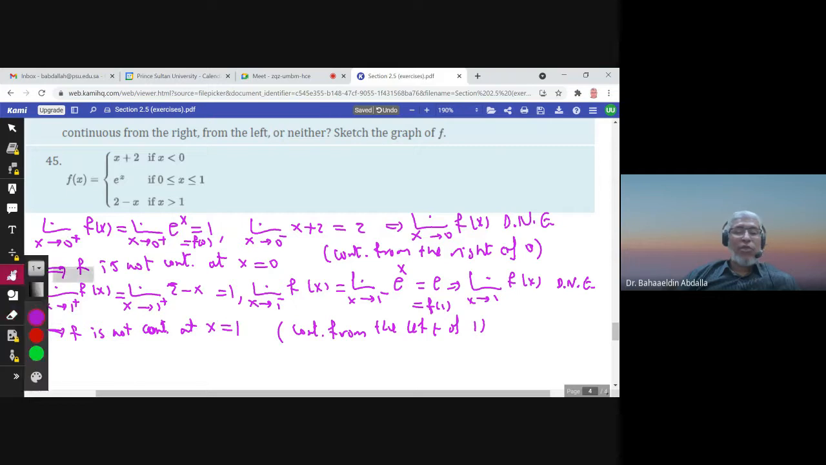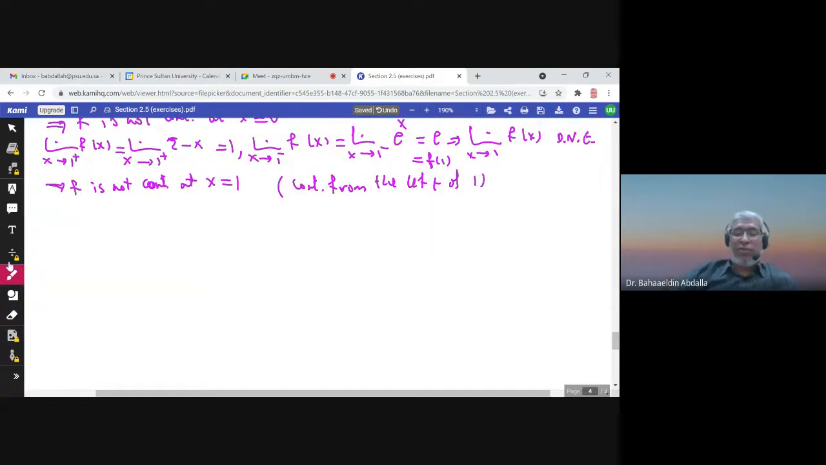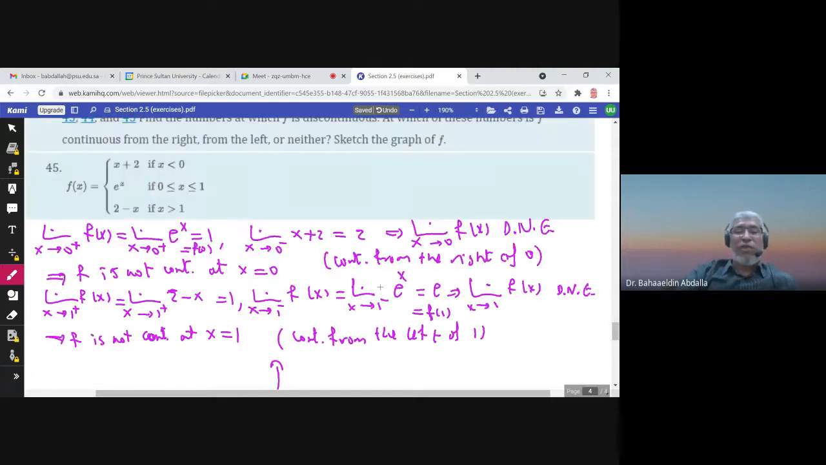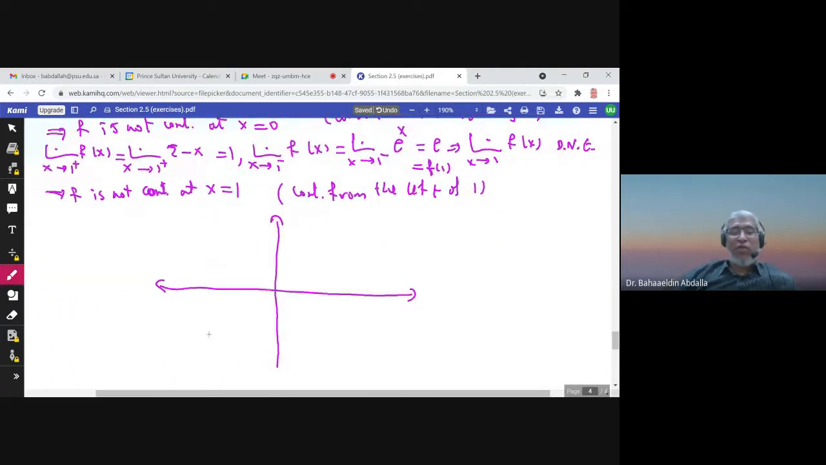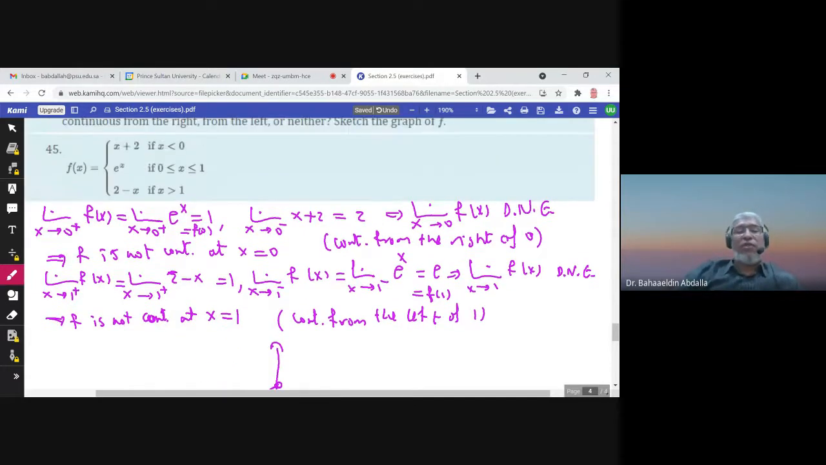And now we just need to sketch the graph of this function. We have two important numbers, 0 and 1. Let us start by 0. Graph to the left of 0. To the left of 0, the function is y equals x plus 2. At 0, it is 2, and it is open. And at negative 1, it is 1. At negative 2, it is 0. So this is the graph of the line x plus 2, to the left of 0.